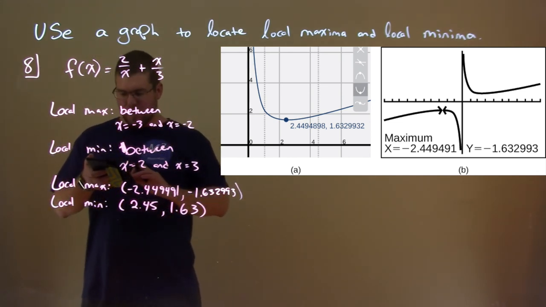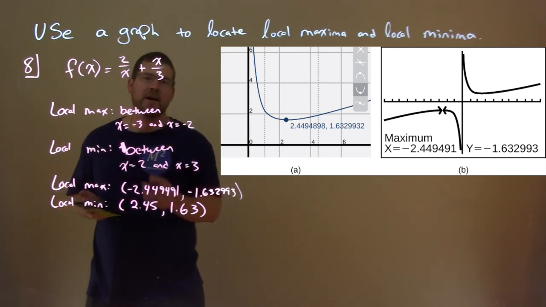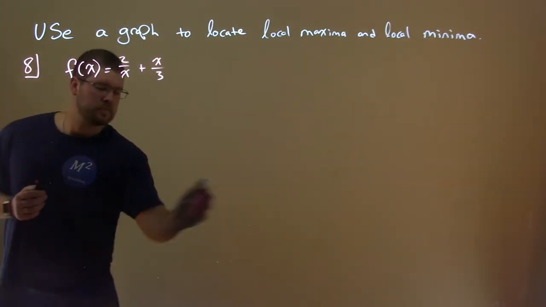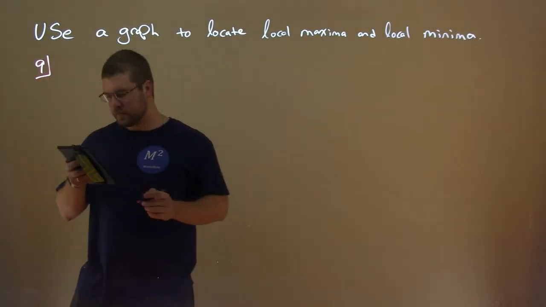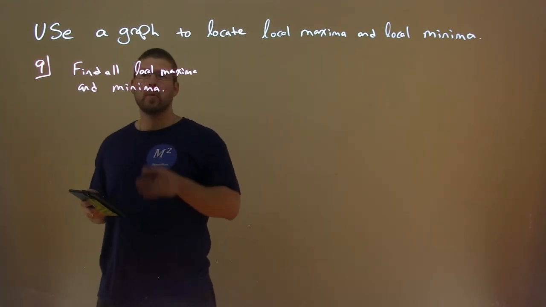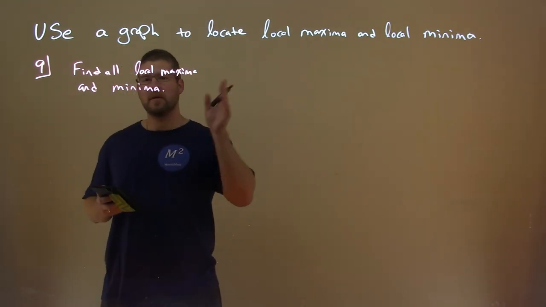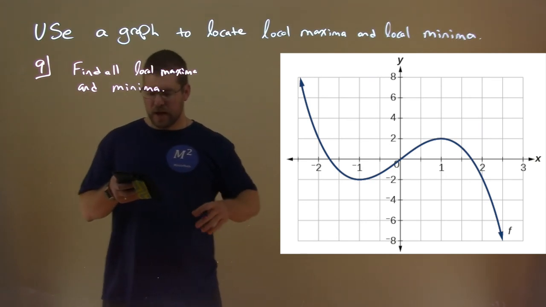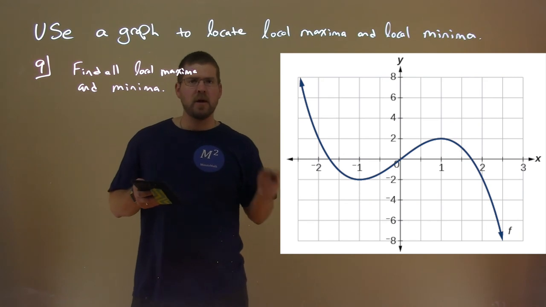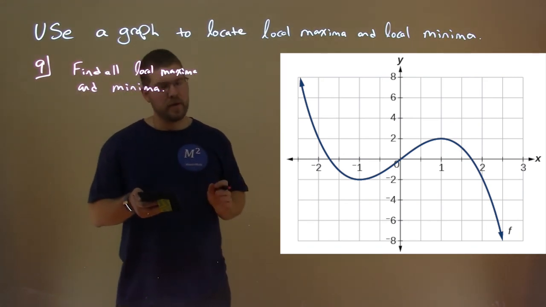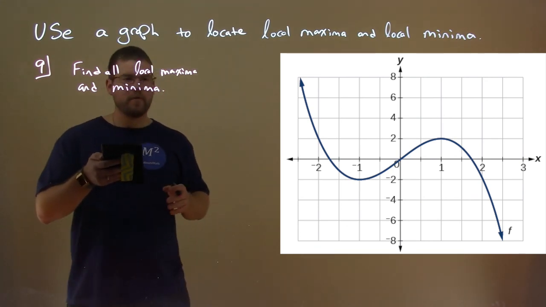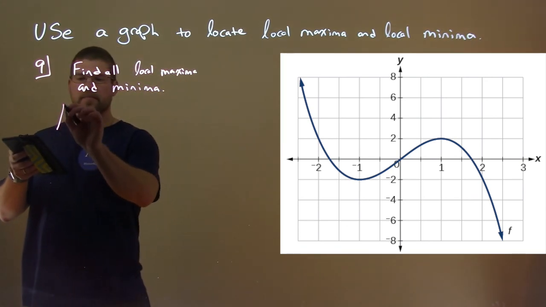All right, so let's dive into another graph here, and we'll analyze the local mins and maxes. All right, so number 9 here, we want to find all local maxima and minima of this graph. So again, we see we have a graph that looks like it's going down, then back up, and then down. So we clearly have a local maximum and a local minimum. So let's look at the first thing here, okay? Where do we find, let's go left to right, a local minimum.